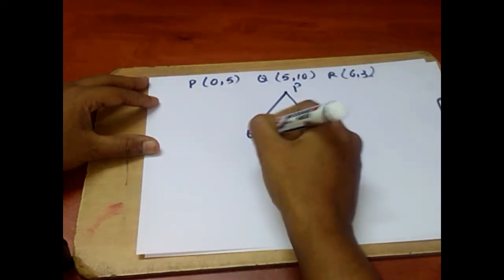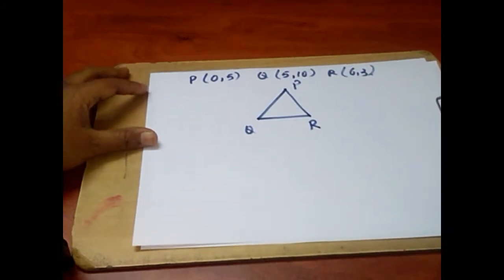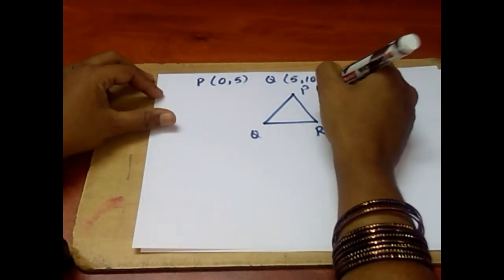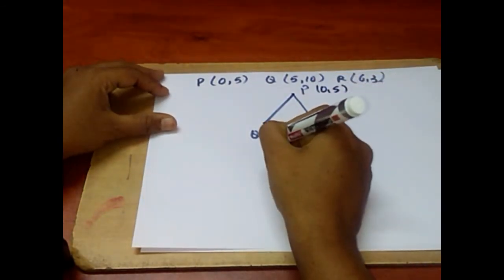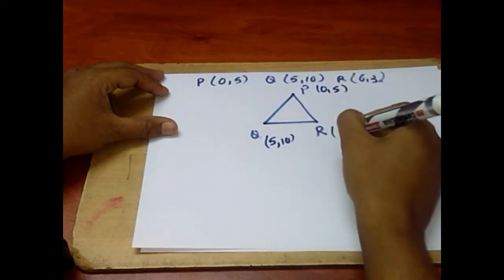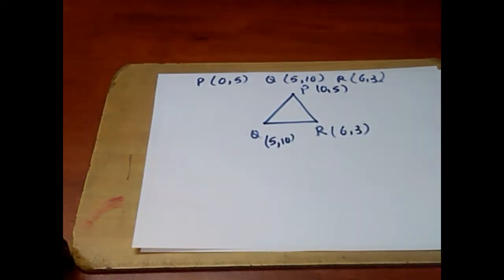So P, Q, R. I am just drawing this to make you understand. Point P is 0 comma 5, point Q is 5 comma 10, point R is 6 comma 3. Now we need to prove that this is an isosceles triangle. How can you prove it, children? If I prove that any two sides of the given triangle are equal, hence the triangle can be called an isosceles triangle. I hope you got the point children.